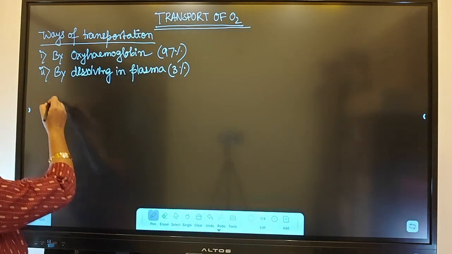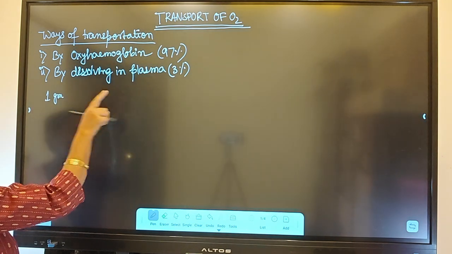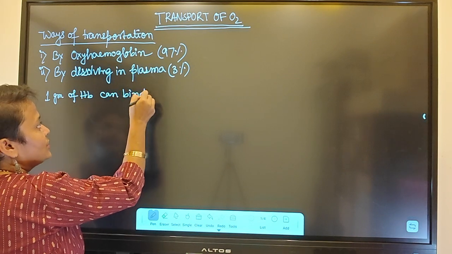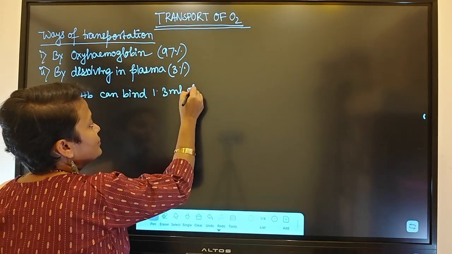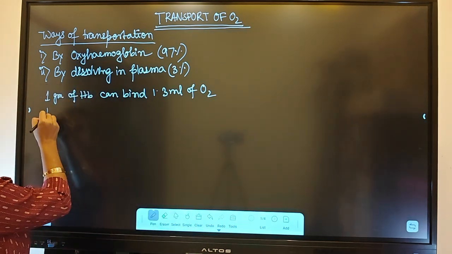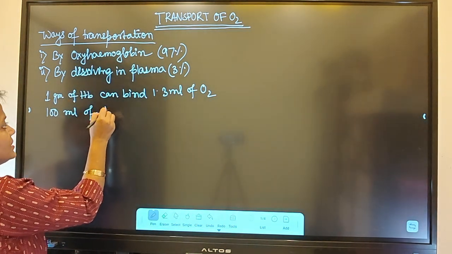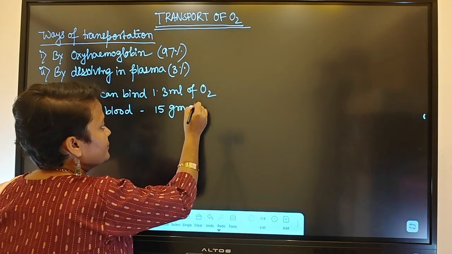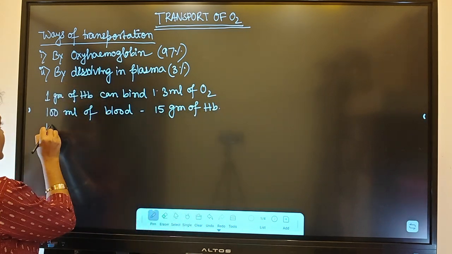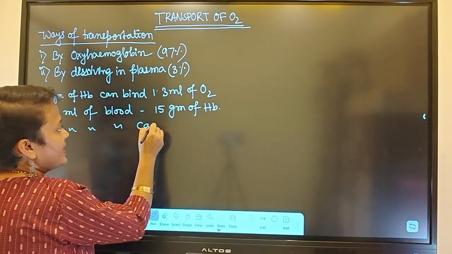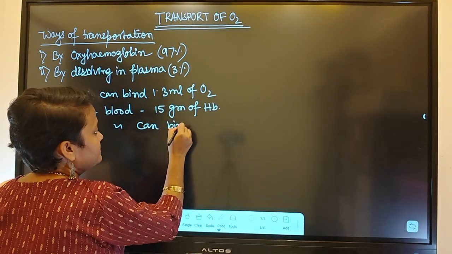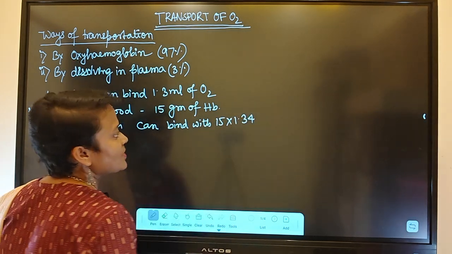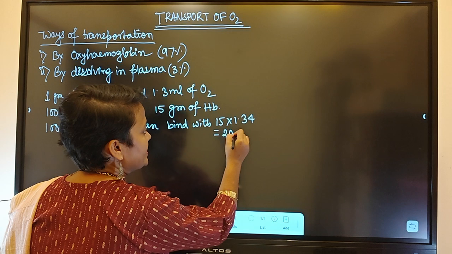Now we know that 1 gram, this is important data, 1 gram of hemoglobin can bind 1.3 ml of oxygen. Now we know that 100 ml of blood will have 15 gram on an average of hemoglobin. So 100 ml of blood can bind with 15 into 1.3, actually it is 1.34, so almost it is 20 ml.